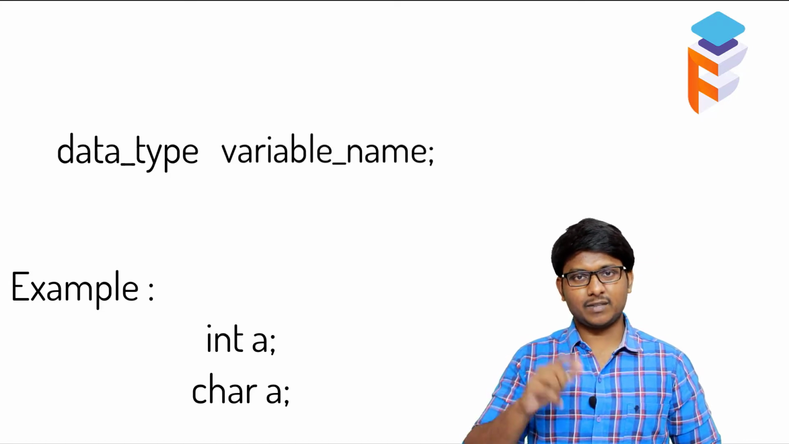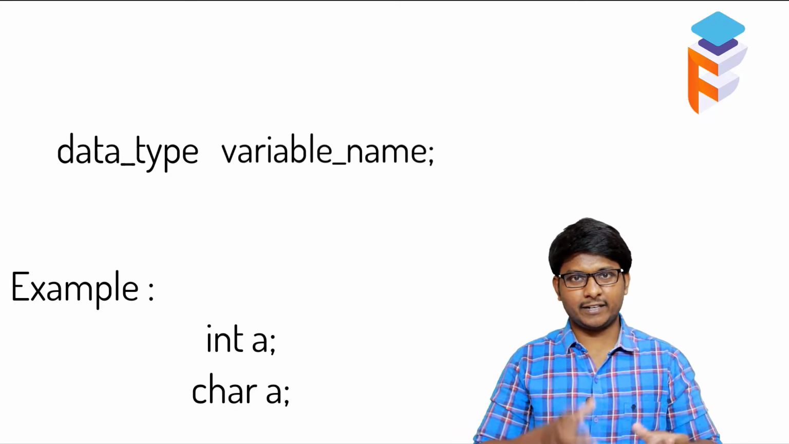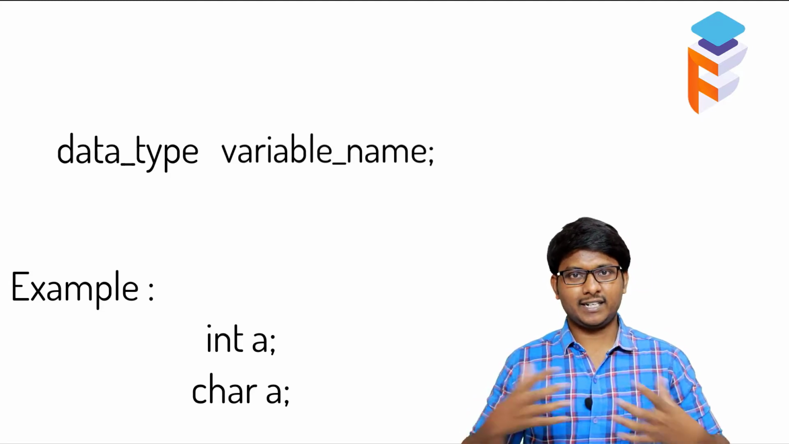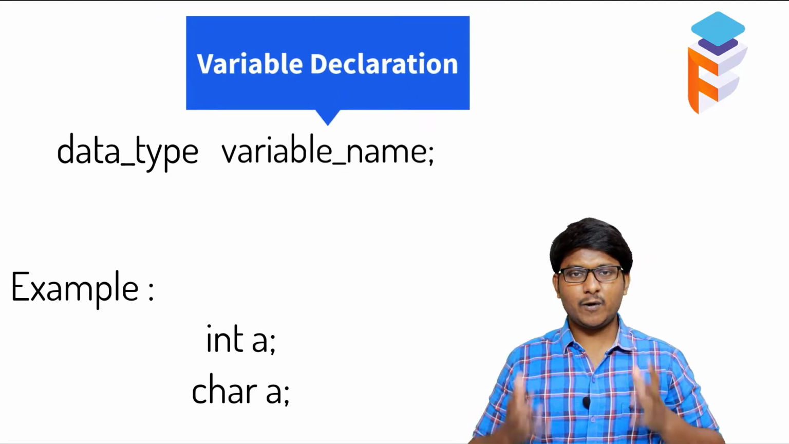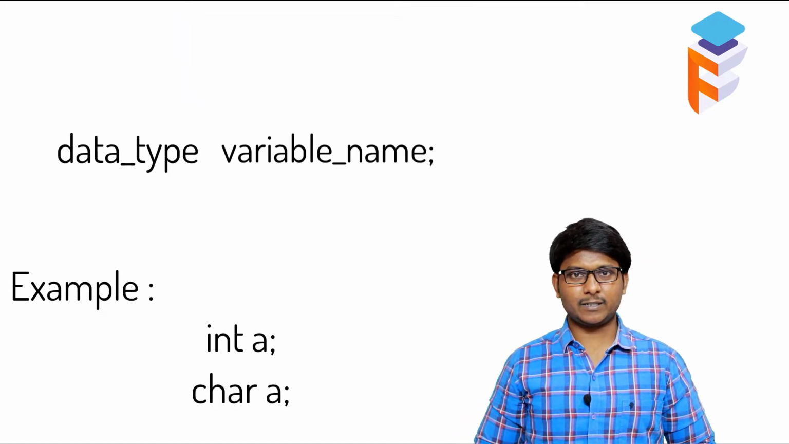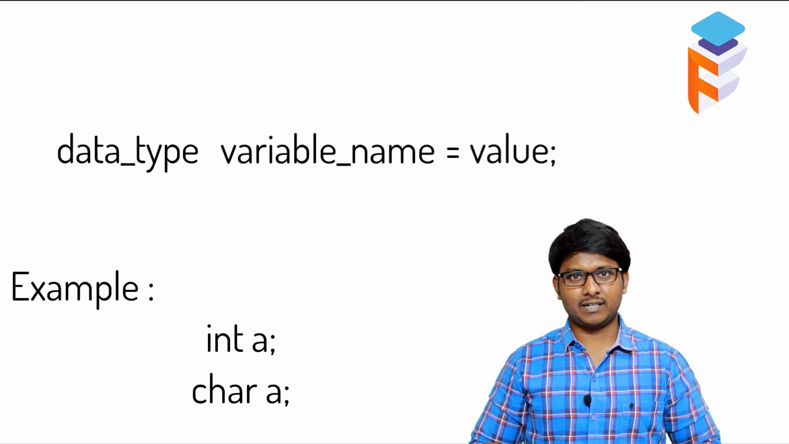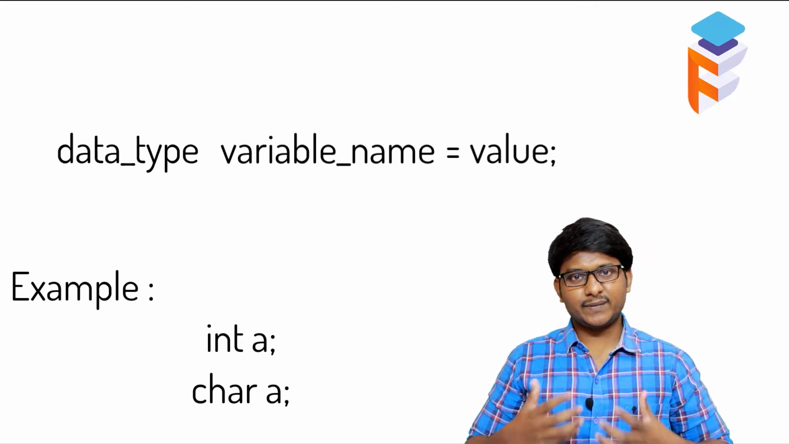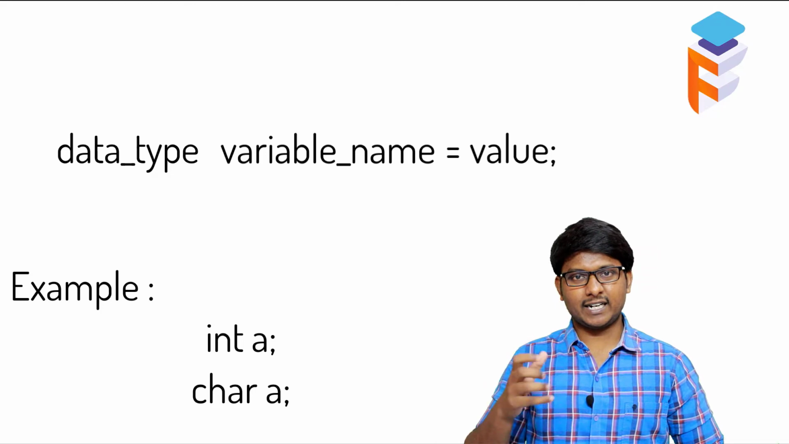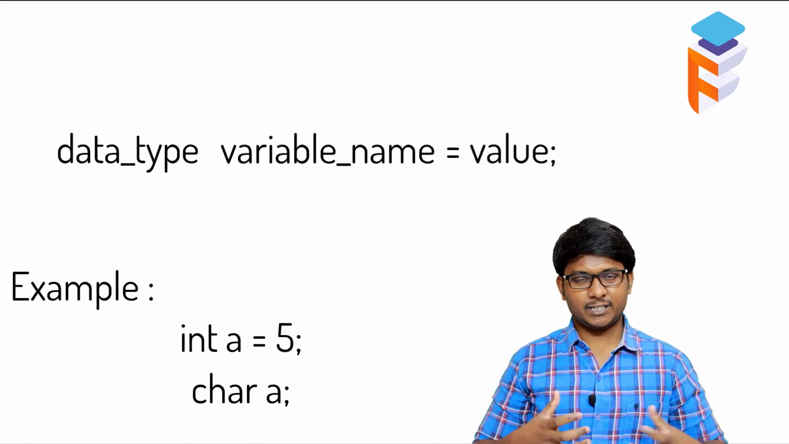Again, what is a data type? That we will discuss in the next video. So once you specify the data type and a variable name, that is called declaration, variable declaration. Now if you want to assign a value to your variable, you need to use the equal to symbol. To the right side of your variable name, you mention the equal to symbol and then your value. Since we are storing integer type of values, we can directly mention the number and then a semicolon. This is called variable initialization.